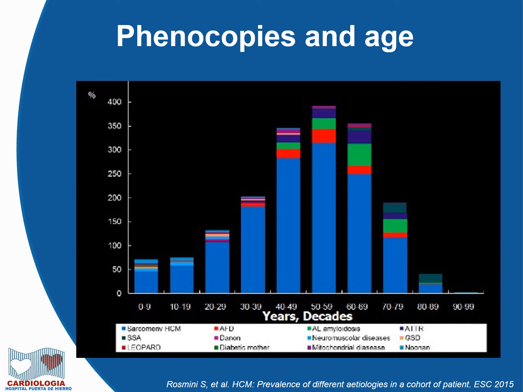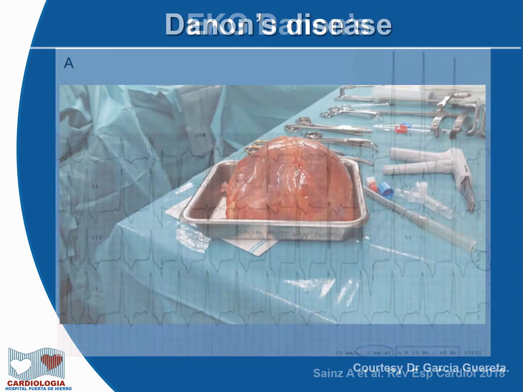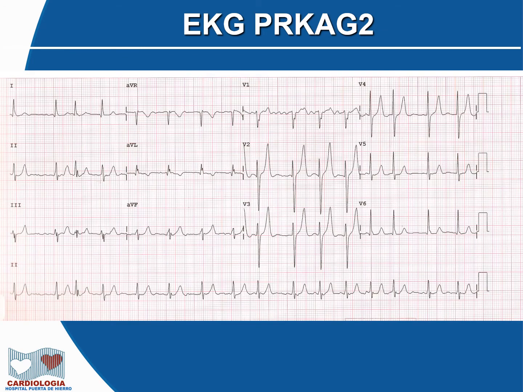Also, we can have different phenocopies depending on age. For instance, senile amyloidosis, wild-type TTR, from 60 years old onwards, and in earlier diagnosed patients, we can find syndromes such as Danon's or Leopard's, for instance. This is an example of an ECG of Danon's disease with extreme LV hypertrophy. This is an explanted heart from Danon's disease. Here you can see PRKAG2 with the pre-excitation pattern.